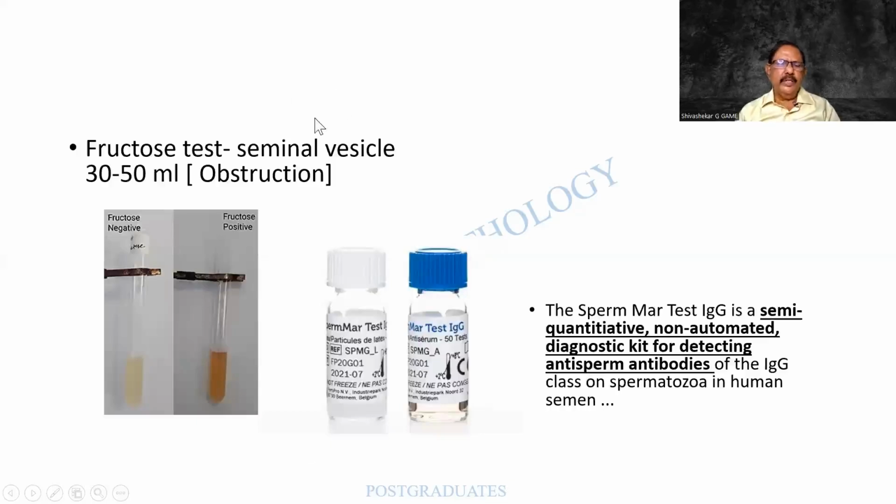The fructose test is important. It is mainly indicated for the seminal vesicle, and an absence of fructose indicates that there is an obstruction. So the fructose test can be positive or negative. The MAR test is again over here. It is a semi-quantitative, non-automated diagnostic kit for identifying the anti-sperm antibodies. As I told you, it can be IgA or IgG.